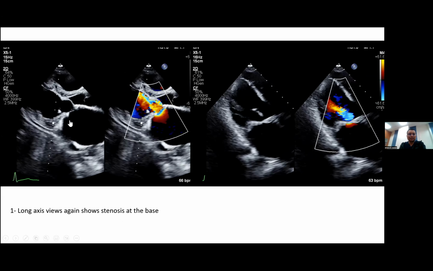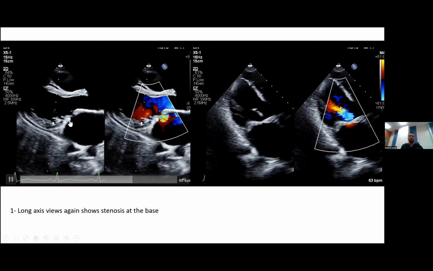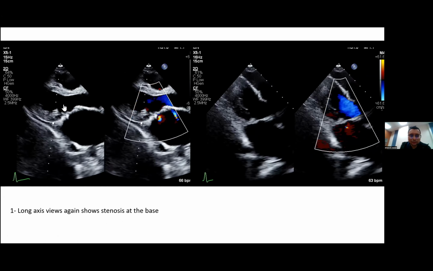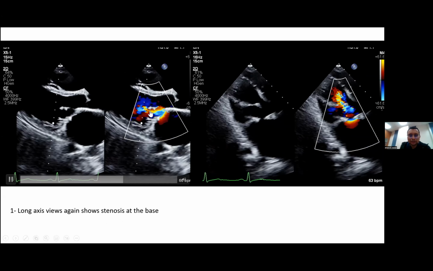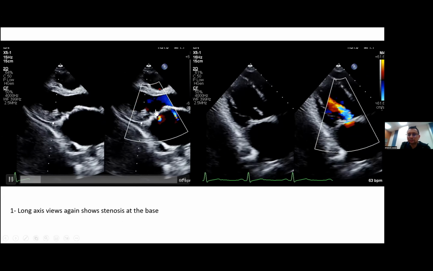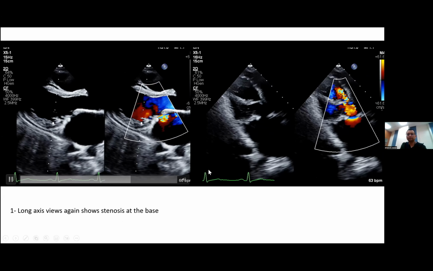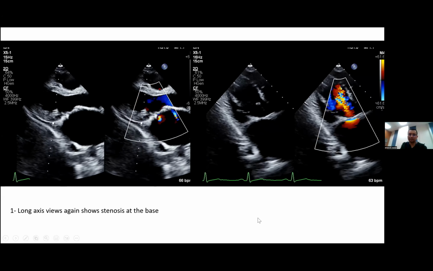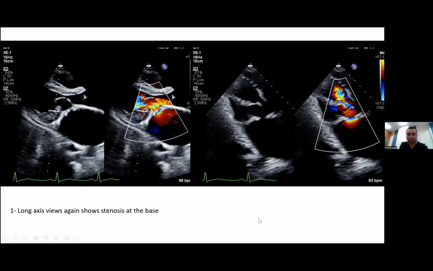This is the parasternal long axis view, and this is even more clear that the leaflet tips are actually opening very, very well, as you can see here. But the stenosis actually comes from the base of the mitral valve. Okay, so it's a very rare situation. Is the LA dilated? Yes, very dilated. Yeah, it's a really dilated left atrium.